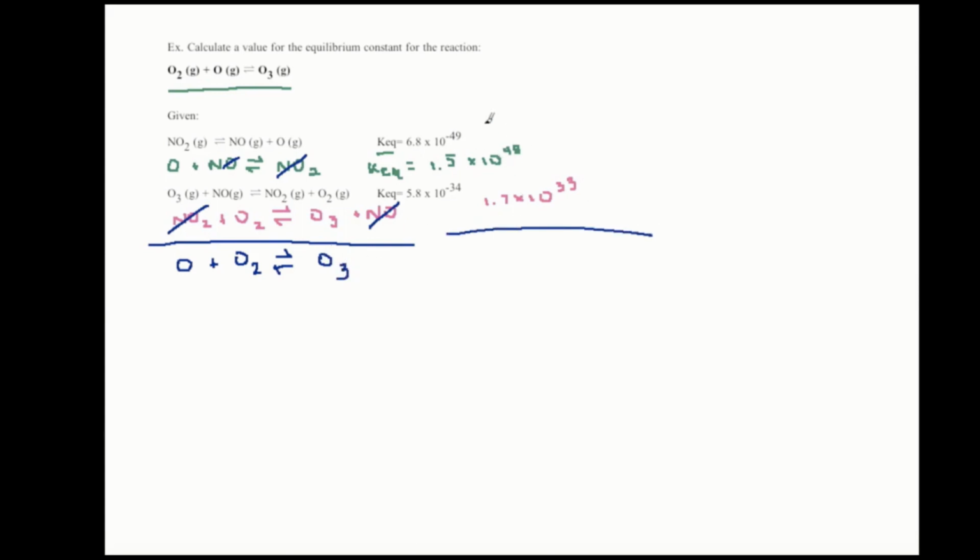Now, instead of just adding these 2 like I did in Hess's law, where I added the heats of reaction, here I actually need to multiply my KEQs, my equilibrium constants. So I'm going to take 1.7 times 10 to the 33rd, and I'm going to multiply that by 1.5 times 10 to the 48th. And what I end up getting for my KEQ for this reaction is 2.6 times 10 to the 81st.